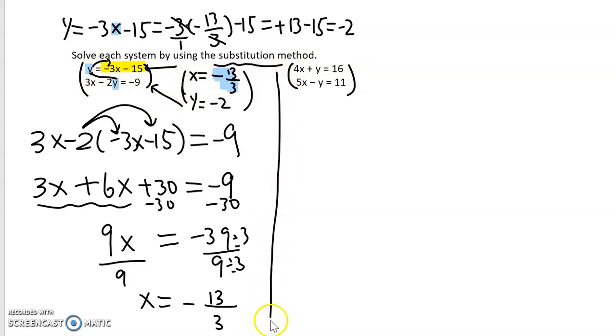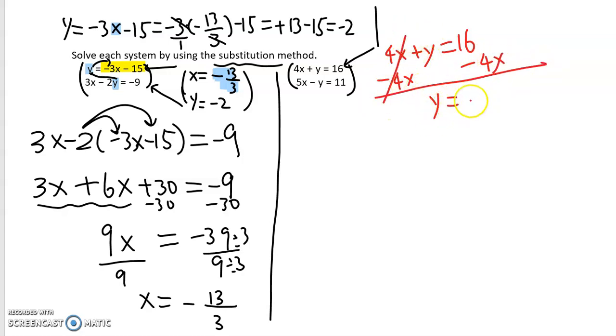All right, so similarly, we can solve the second one. But in the second one, notice that in both equations, y is not given. So if we want to solve it by substitution method, we first need to solve for y. We can either choose the first equation and solve for y, or choose the second and solve for y. It's up to you. I'm going to pick the first equation and get y. Solve for y means getting y by itself. I'm going to subtract 4x from both sides, and that's going to cancel, and y equals negative 4x plus 16, or 16 minus 4x.